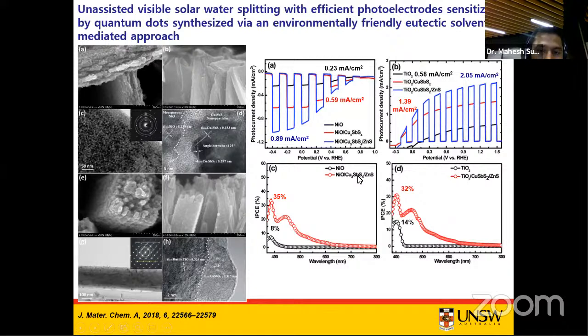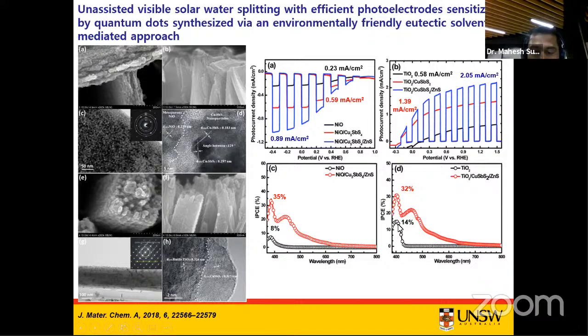passivation of the Cu3SbS4 nanocrystals on the NiO photocathode. However, we also observed an increment in the visible light absorption after we sensitize the Cu3SbS4 on the NiO, and a similar observation was found in the case of the photoanode as well, that is CuSbS2 sensitized TiO2, which is again passivated by the zinc sulfide.